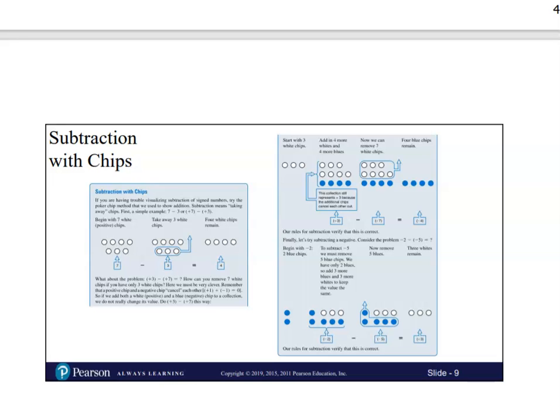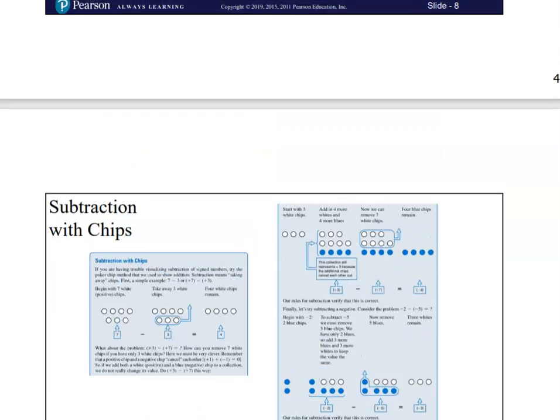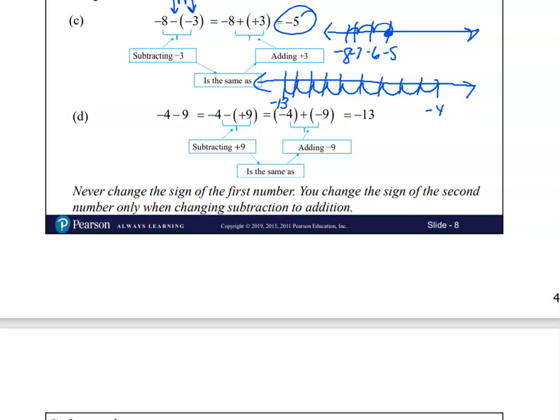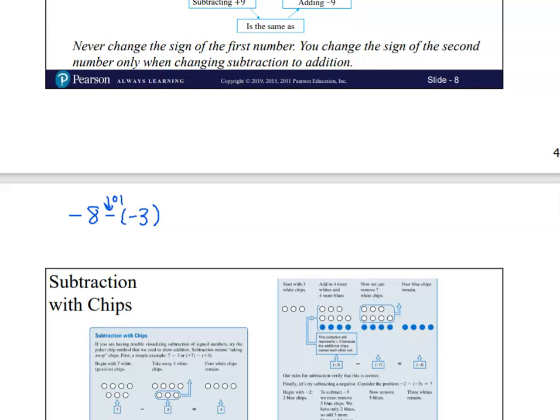So they've got their example with the chips here again. Let's look at one of these problems with the chips. Let's go back up here and look at -8 minus -3. What you do need to know is that if you did -8 minus -3, you still need to recognize that's the opposite of -3. So this really means -8 plus 3.